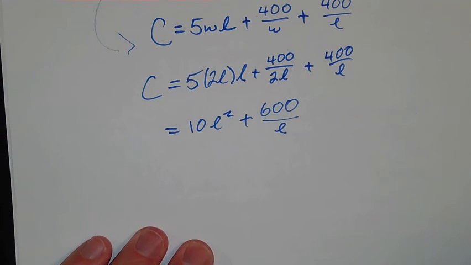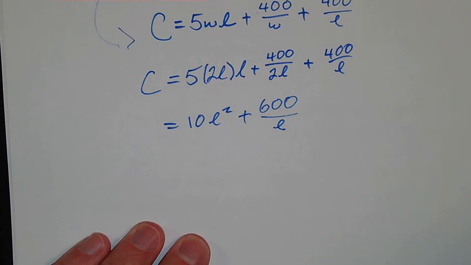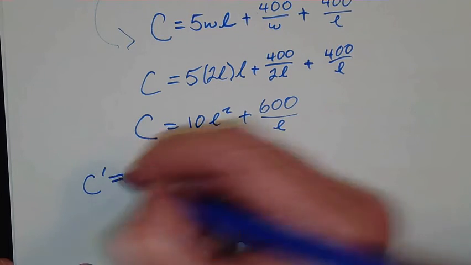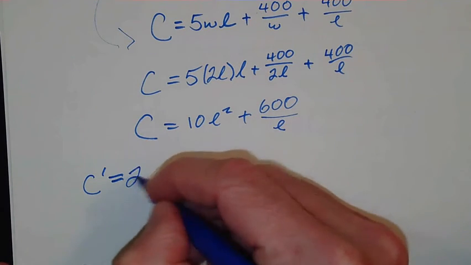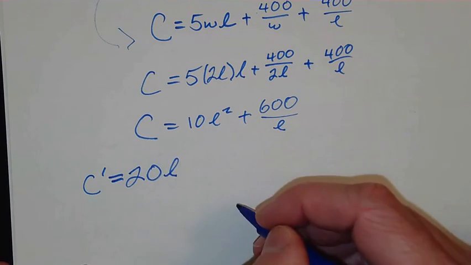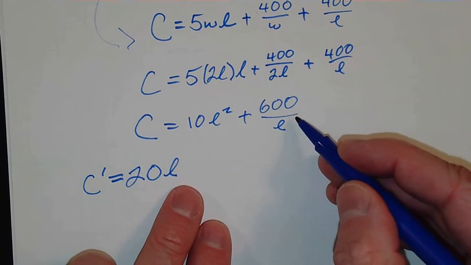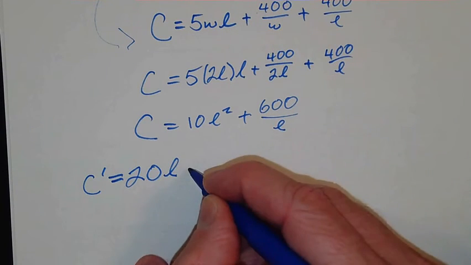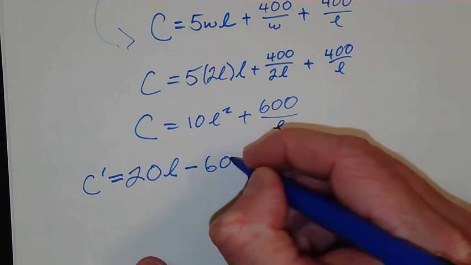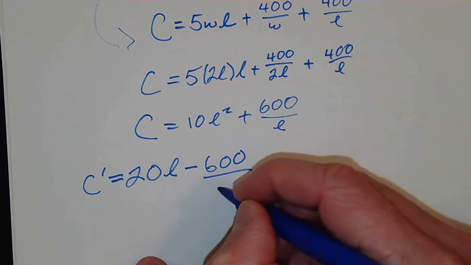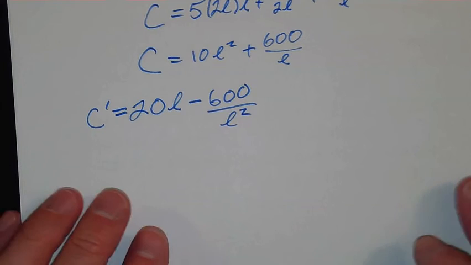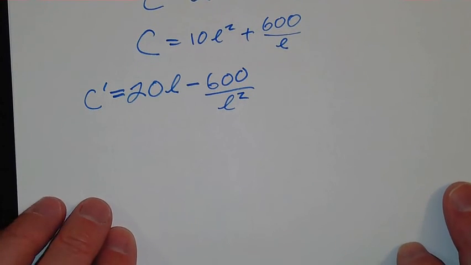And that's not all that bad. Finally, we can do some calculus. If this is my cost equation, then C prime is just the derivative of this, 20L. This looks familiar, 600 over L, that's 600L to the negative 1, so its derivative is negative 600L to the negative 2, which I will write like that. And there we go, I've got my derivative.